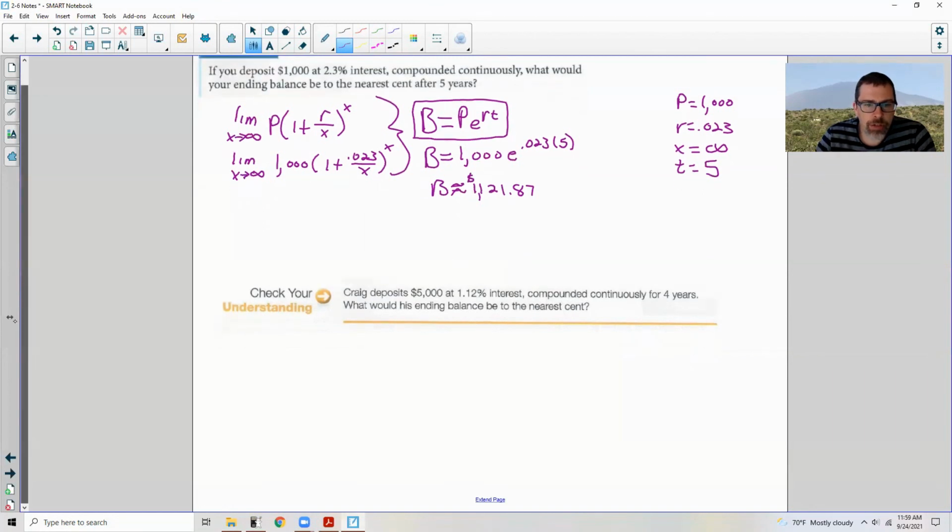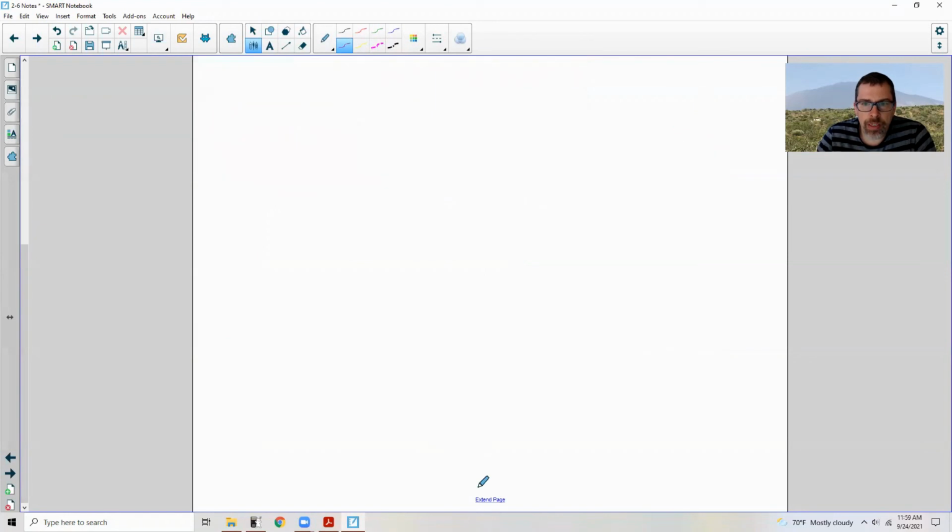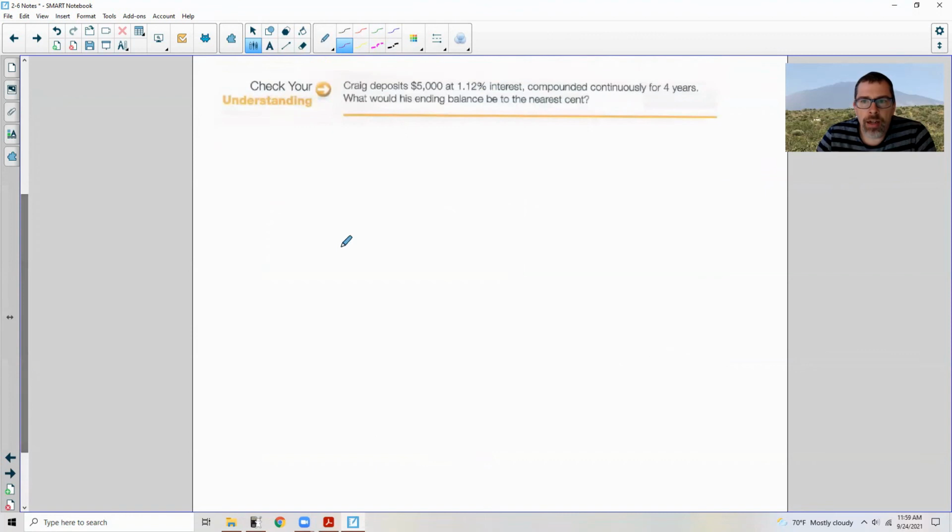So now it says check your understanding. Craig deposits $5,000 at a 1.12% interest, compounded continuously. So there's the key word right there. As soon as you see that, B equals PERT. It's really easy to remember. So we need P, we need r, and we need t.